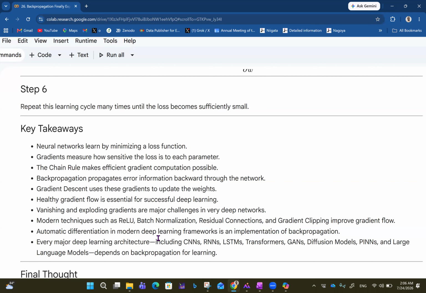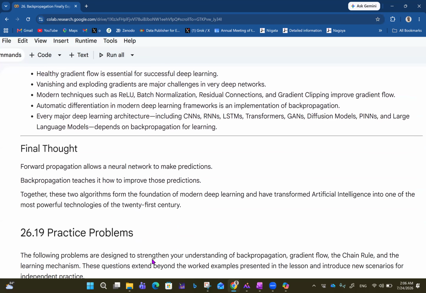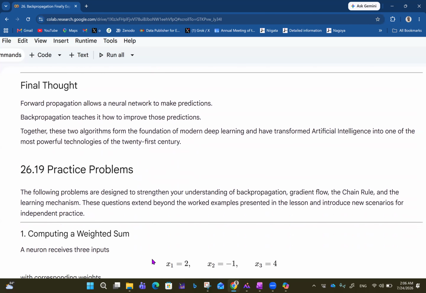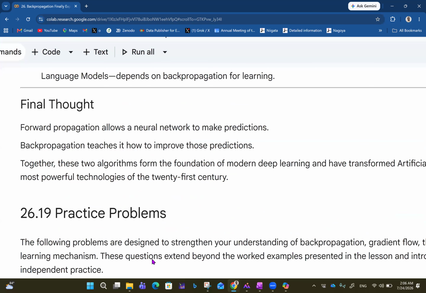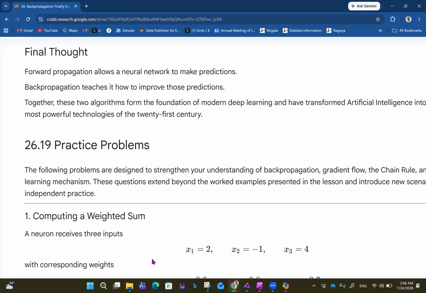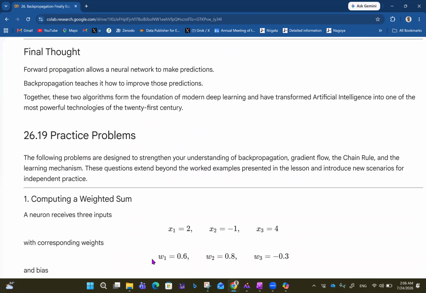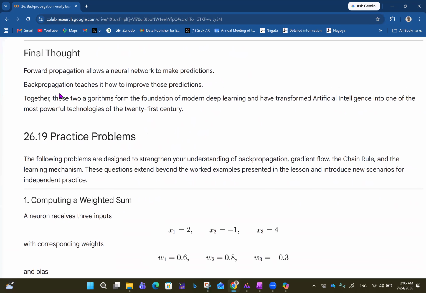Every major deep learning architecture, including CNNs, RNNs, LSTMs, transformers, GANs, diffusion models, PINNs, and large language models, depends on backpropagation for learning. So, final thought: forward propagation allows a neural network to make predictions. Backpropagation teaches it how to improve those predictions.